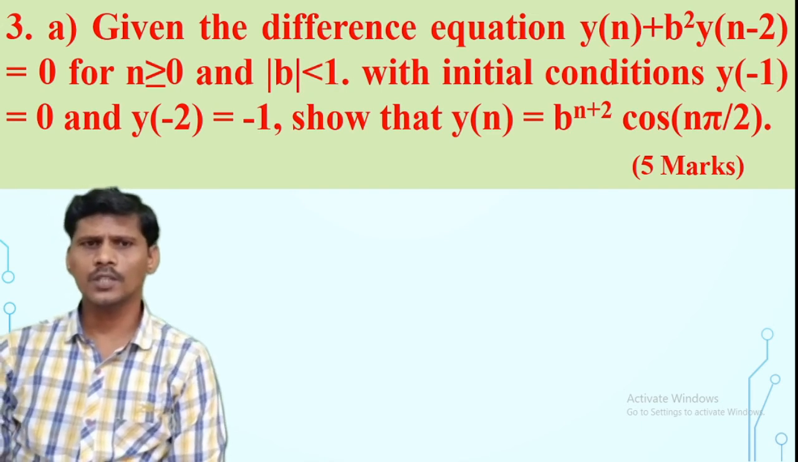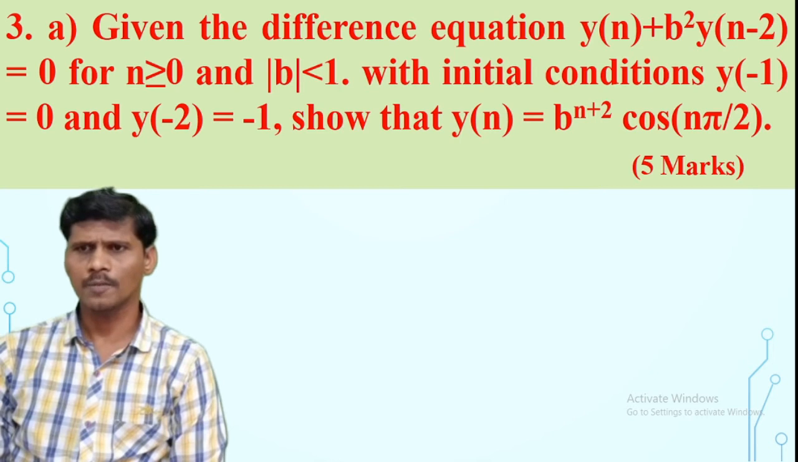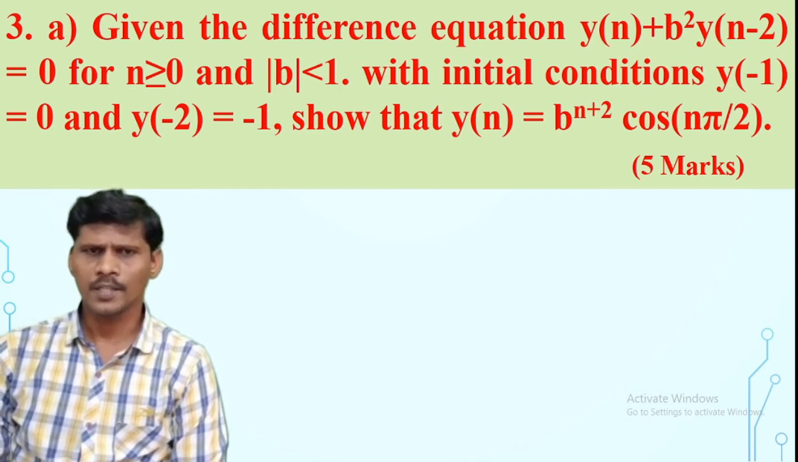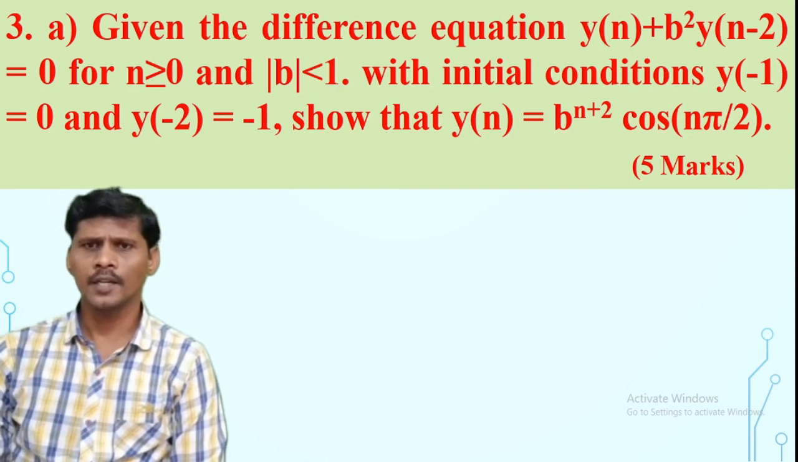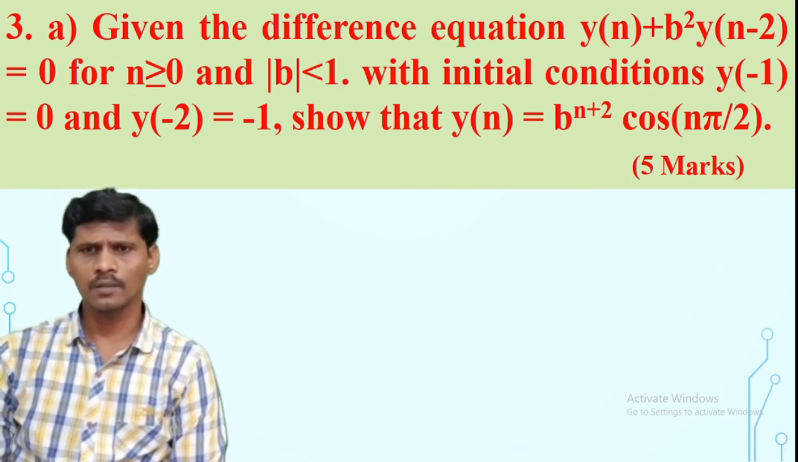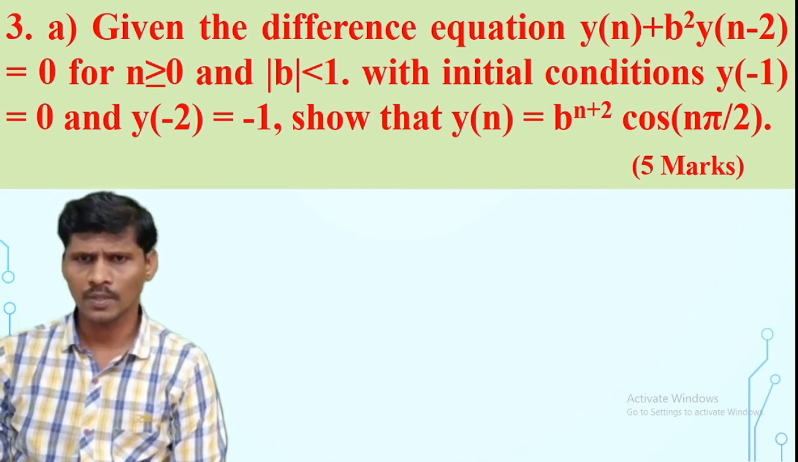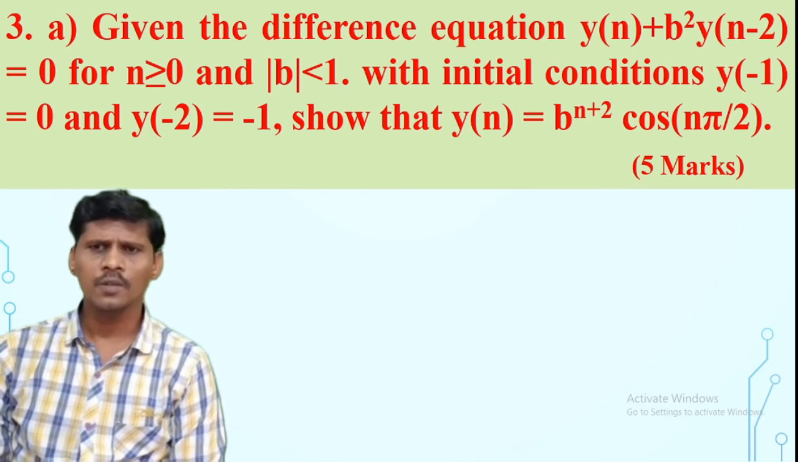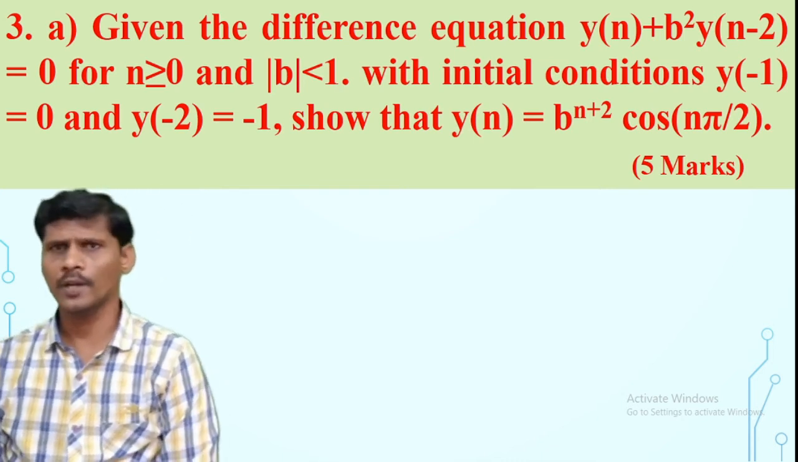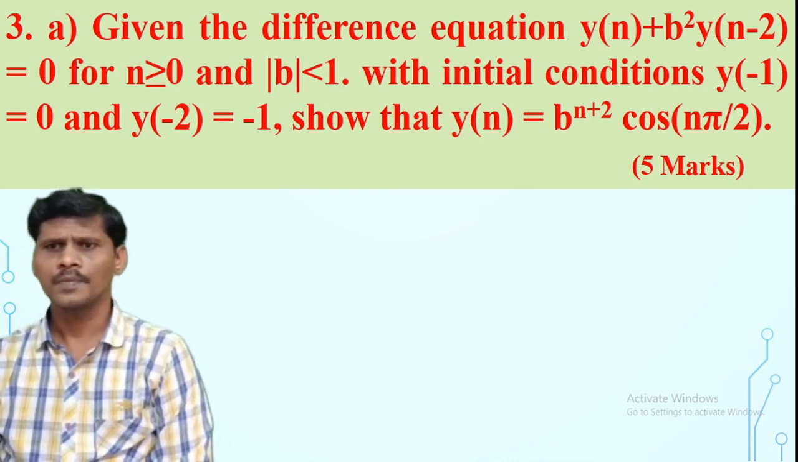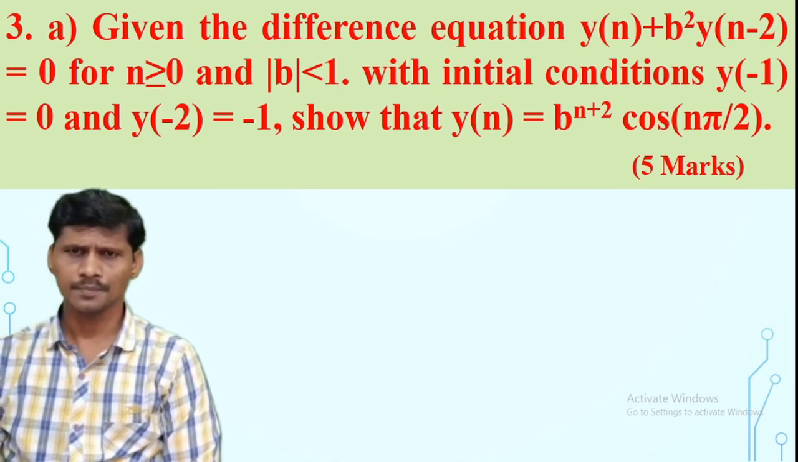Next, coming to question number 3a. Given the difference equation y of n plus b square y of n minus 2 is equal to 0 for n greater than or equal to 0 and magnitude of b less than 1, with initial conditions y of minus 1 is equal to 0 and y of minus 2 is equal to minus 1. Show that y of n is equal to b power n plus 2 cos of n pi by 2.